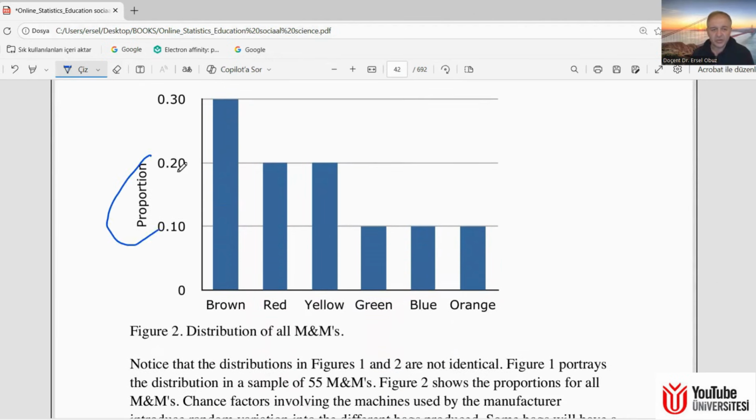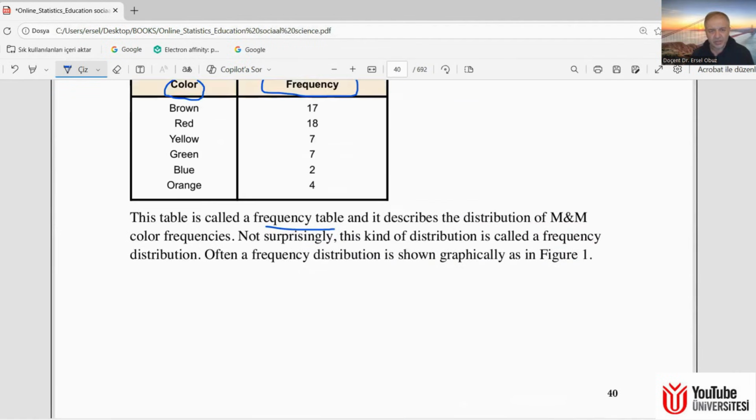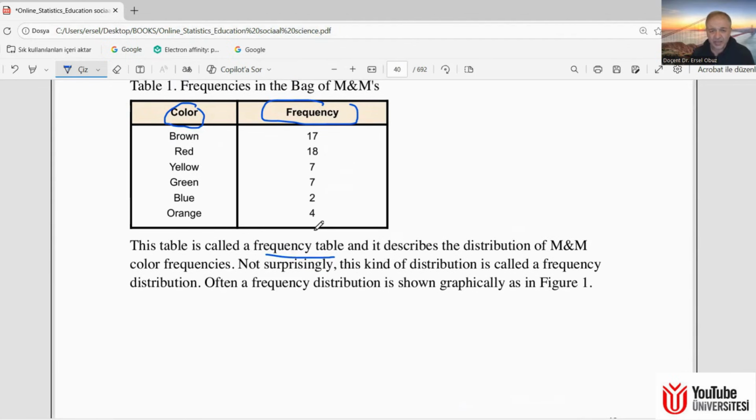We can also do the math to get the proportion. That's an easy concept, right? Proportion. Let's do at least a couple of them. So how many M&Ms do we have? We have 55. So let's get the proportion. How many brown M&Ms do we have? 17. So the proportion will be 17 divided by 55. Okay. Which is 0.31.